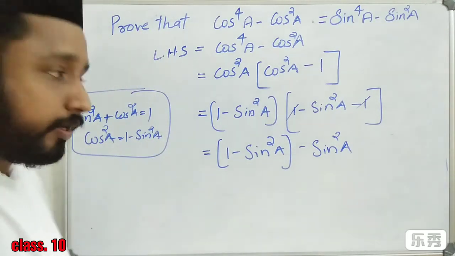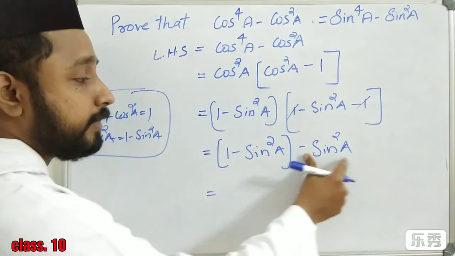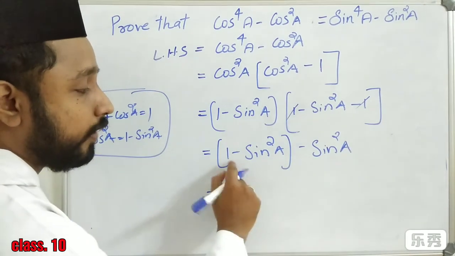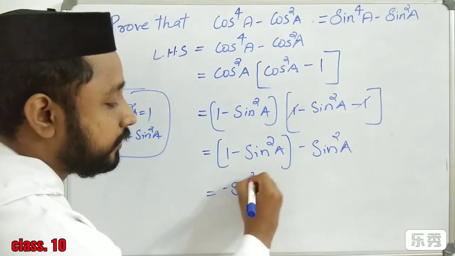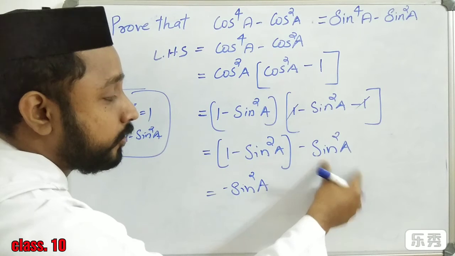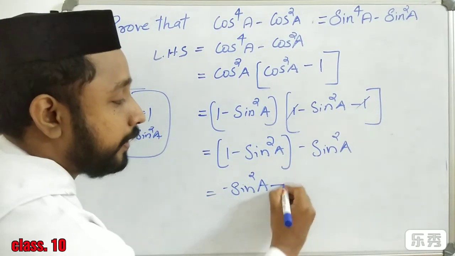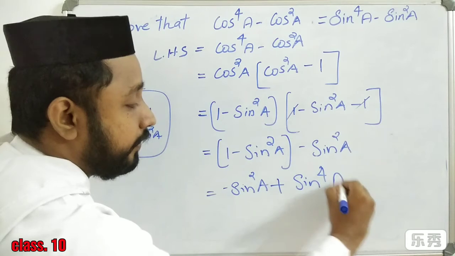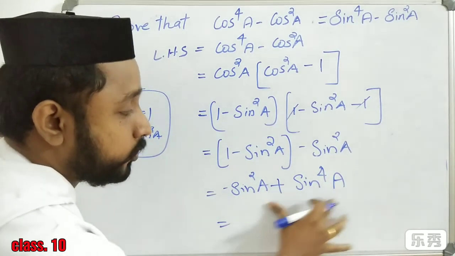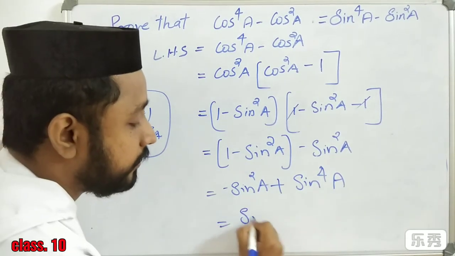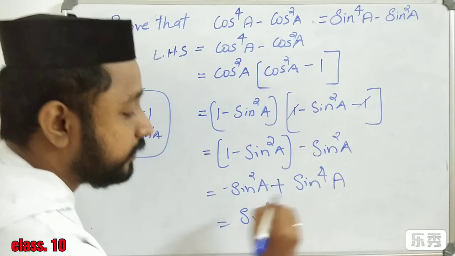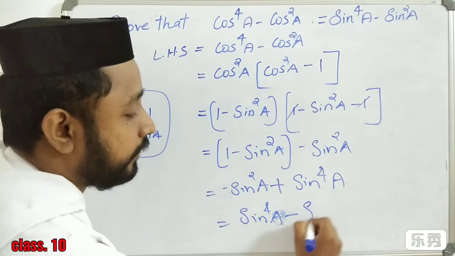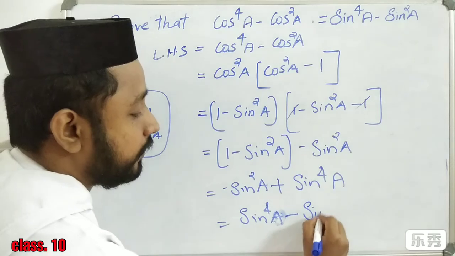Minus sin square. So which is equal to this minus sin square we can multiply with the bracket. Minus sin square into 1, that is minus sin square. Minus sin square into minus sin square, that is minus into minus plus sin raised to 4. Which is equal to, we can write the positive term first. Therefore, sin raised to 4 first. So, sin raised to 4 plus minus sin square. Second, we wrote minus sin square.